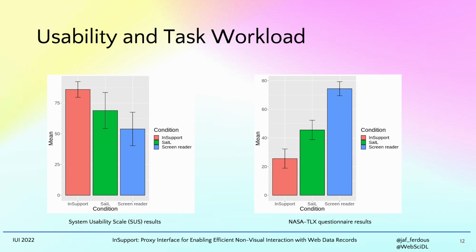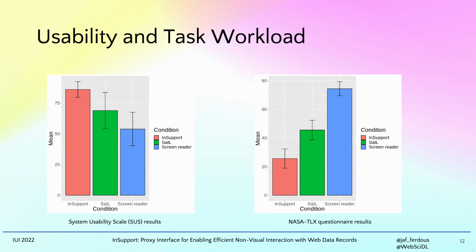The System Usability Scale scores measuring usability were significantly higher on average for the InSupport condition compared to those for the other conditions. Likewise, the NASA TLX scores measuring task workload were significantly lower for InSupport, and the ratings for the individual TLX subscales were more uniform with no obvious patterns.